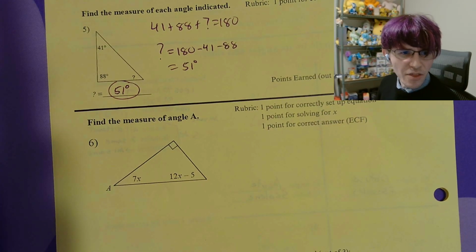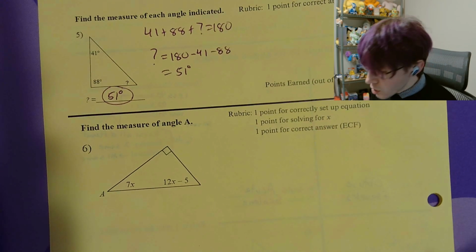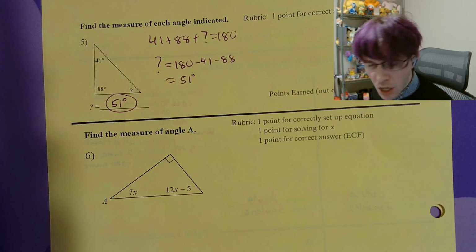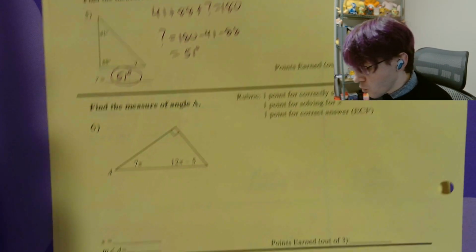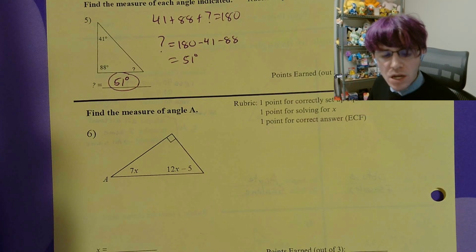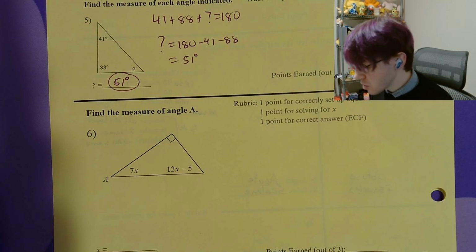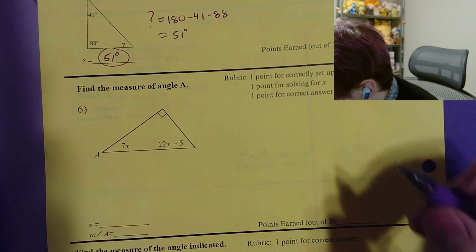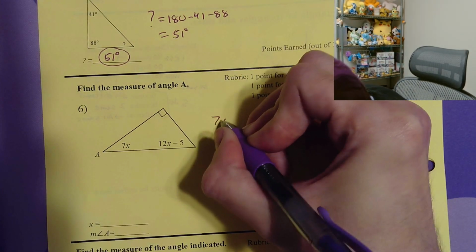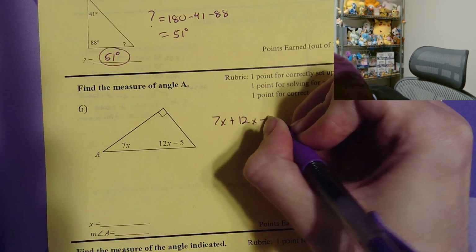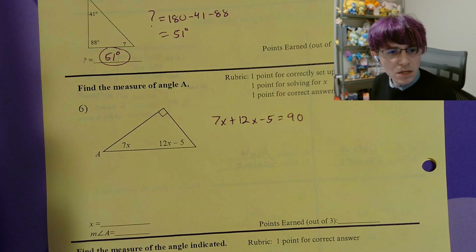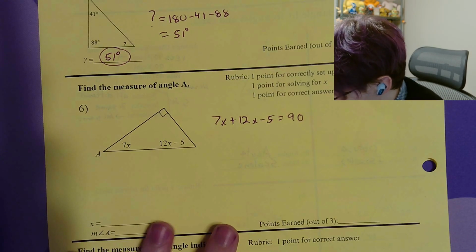Awesome. Find the measure of angle A. Notice the rubric, 1 point for correctly set up equation. We have to set that equation up. Whenever you see a right angle, you should be thinking 90. Even though all triangles add up to 180, you can make a nice, easy equation out of this one because you can do 7x plus 12x minus 5 equal to 90, because 180 minus 90 is 90, so we can just keep that 90 over there.